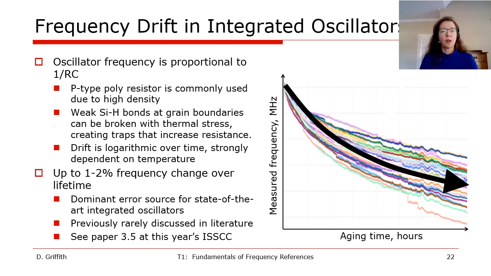thermal stress can create traps in the grain boundaries of the poly in the resistor, and that increases the resistance. This resistance shift is logarithmic in time, and it's strongly dependent on temperature. It's possible to see up to 1 to 2% change in frequency just due to this effect over the lifetime of a device if it's operated at high temperatures. This is now the dominant source of error in the state-of-the-art integrated oscillators, and although it's rarely discussed in the literature, happily, that seems to have changed now, and this year at ISSCC, paper 3.5 proposes a solution to this problem, and I recommend that you check out this paper.